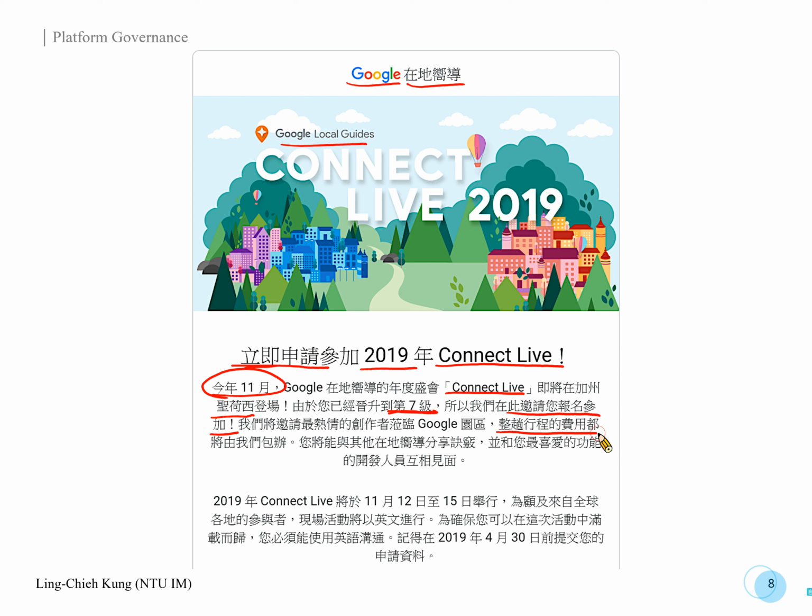We're going to pay all the tickets, all the hotels for you. You're going to go there for 4 days, from November 12th to November 15th. And once you go there, you're going to meet with other local guides and meet with your favorite developers. We're going to hold all the events in English because people are from all over the world, and make sure that you are able to talk in English so that you feel happy. If you want to do that, submit your application by the end of April. So that's pretty much something Google is doing.